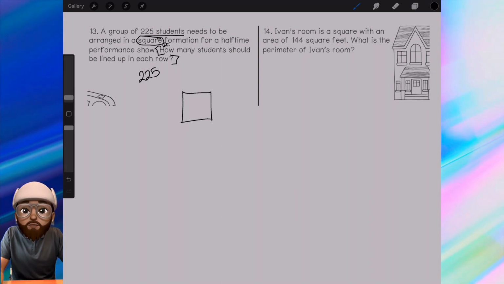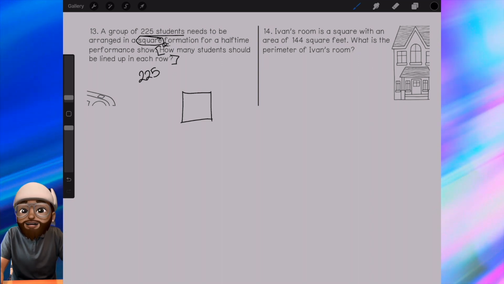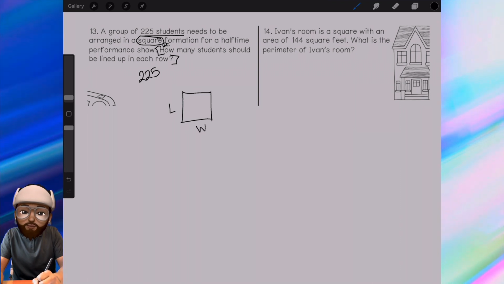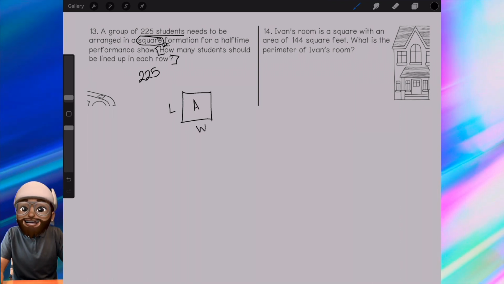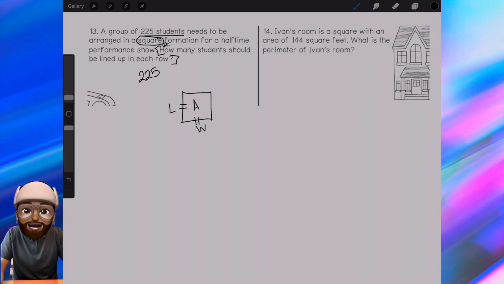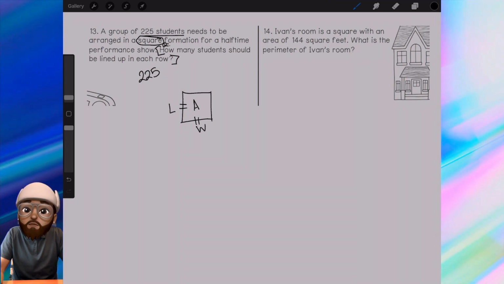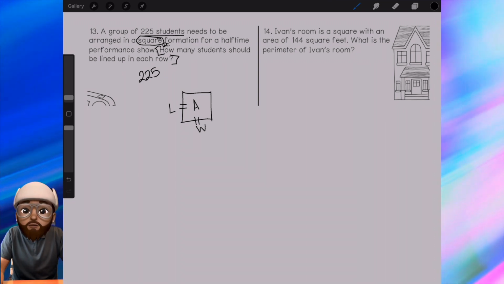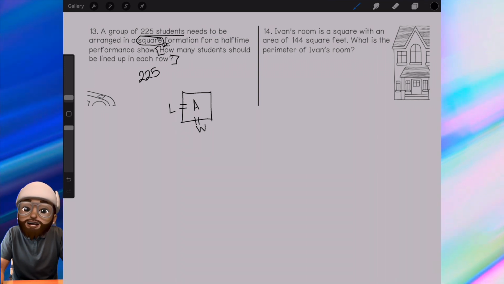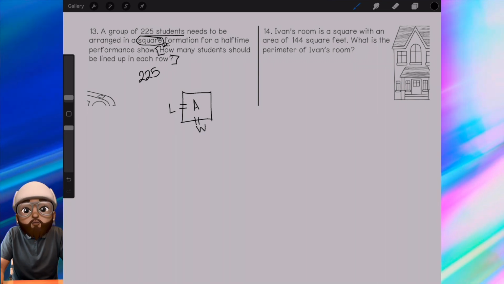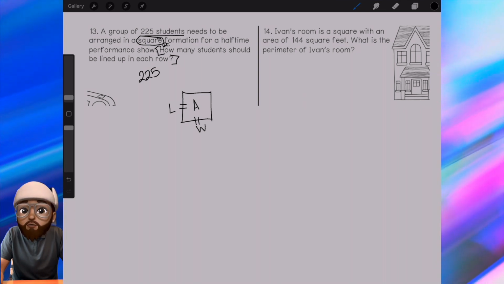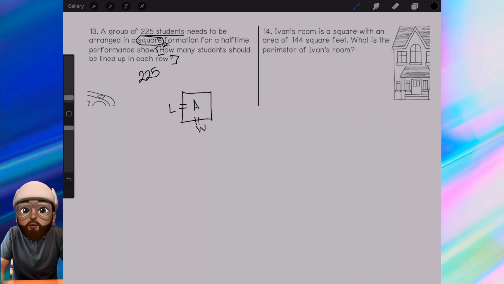Now, these rows are going to be covering the area of the square, not just the outside. So what we could do is length times width, and that would give us our area. Since this is a square, our length and our width are going to be the same size. Therefore, we multiply the same number together, or square that number, and get the area. So if it's giving us the area of students, which is 225, we could do the inverse operation of that, which is square root, to find out how much one line would be.